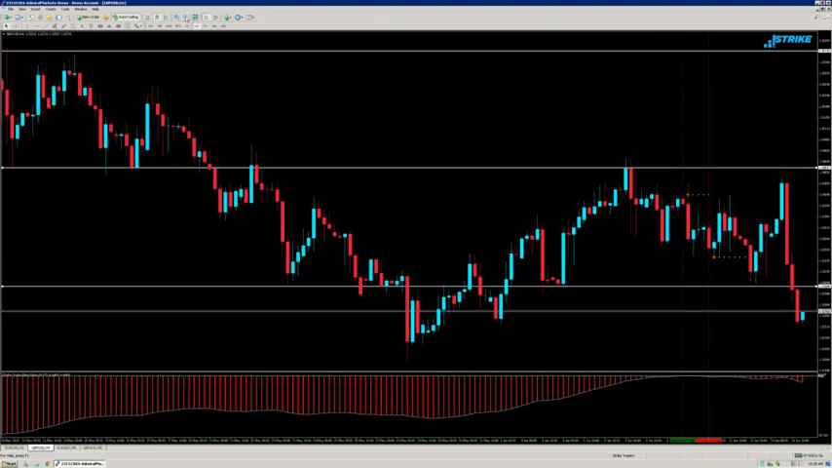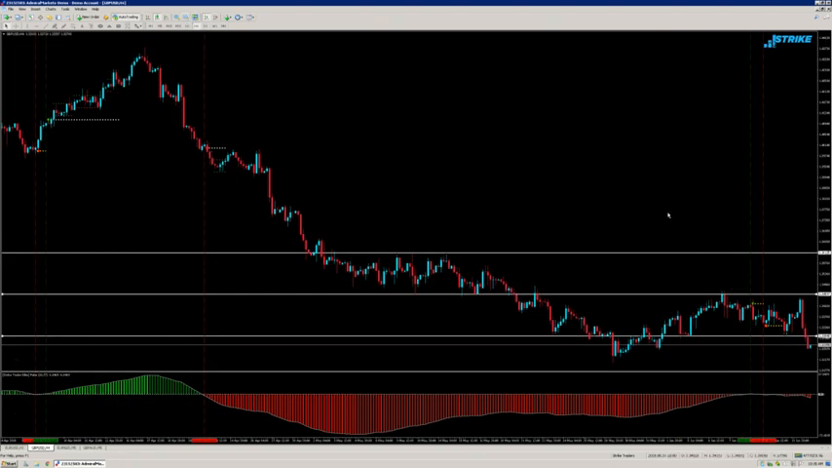So this is what I mean by mapping out horizontal support and resistance, and also trend lines. So if we go maybe back to our 4-hour chart, you can just start to connect.